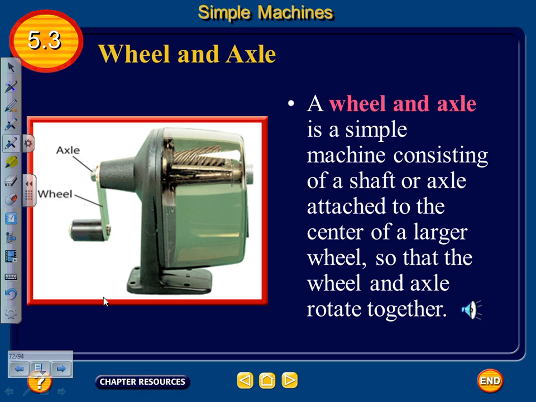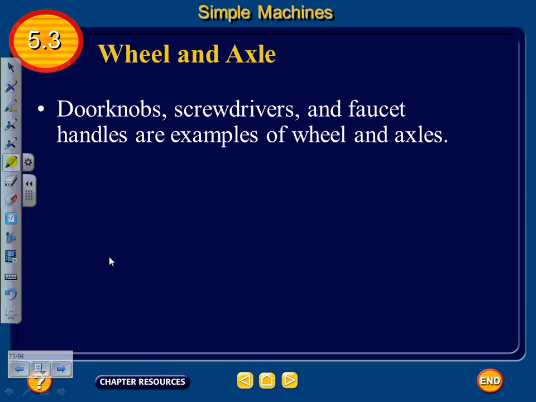Next simple machine we're going to look at is a wheel and axle. A wheel and axle is a simple machine consisting of a shaft or axle, like the barrel or the tube of the pencil sharpener. This is attached to a larger wheel so that the wheel and axle rotate together. You turn the handle and the axle moves. Doorknobs, screwdrivers, and faucet handles are examples of wheels and axles.